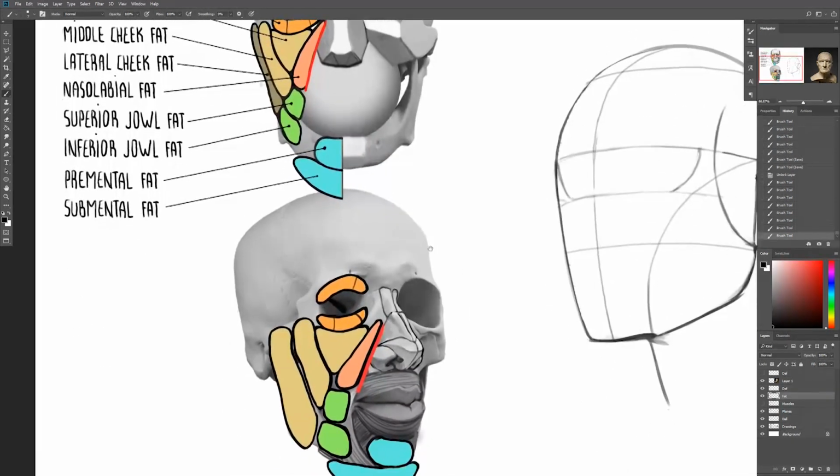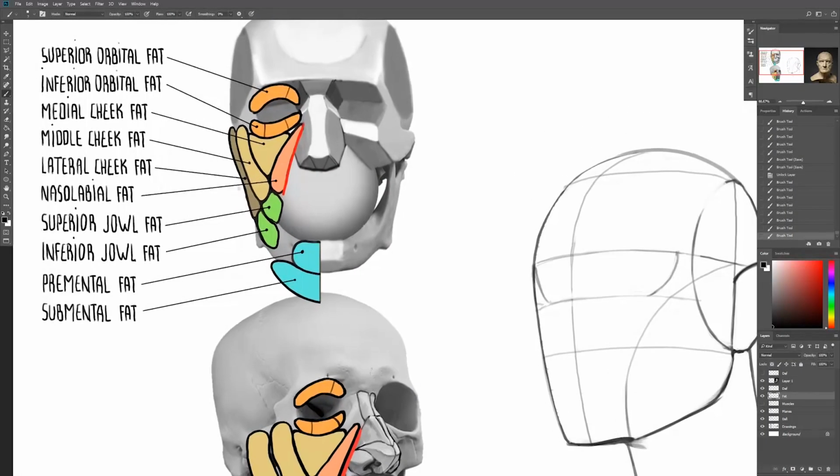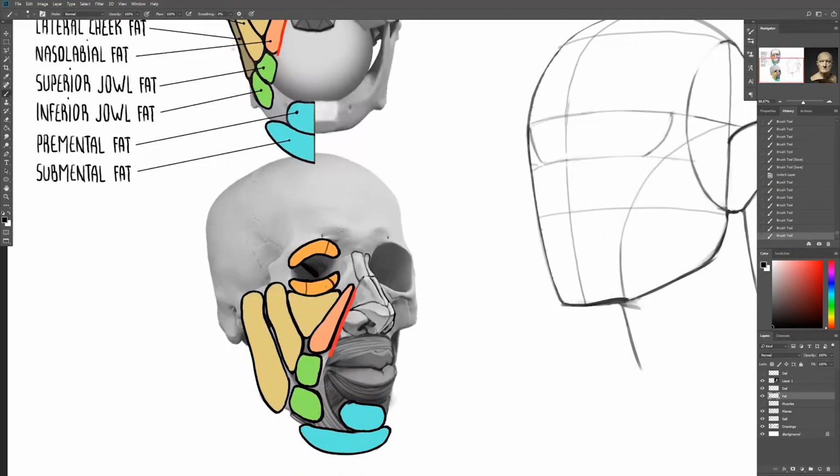We can take a look here at what it looks like from the side. So this is going to be by far the biggest group of fat pads once you combine them all. From the front, it doesn't look like that, but from the side view here, you can see that it actually occupies quite a big portion of the face.